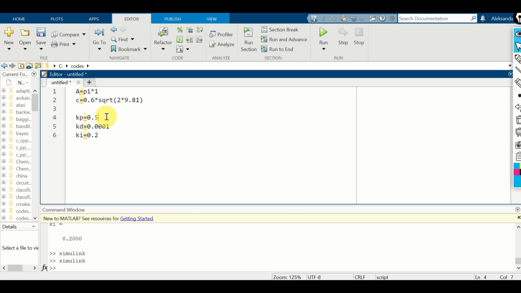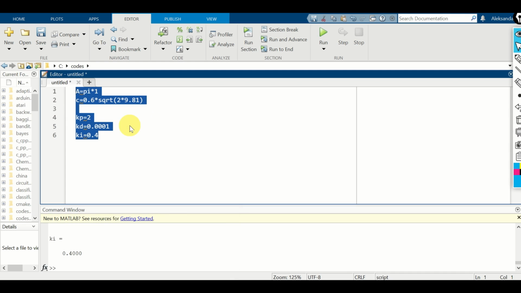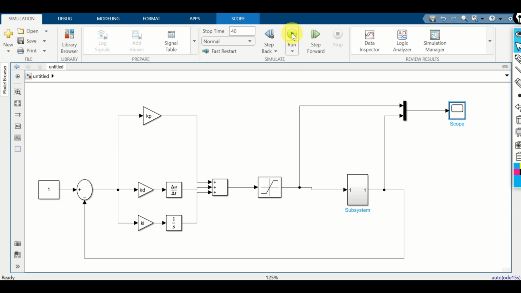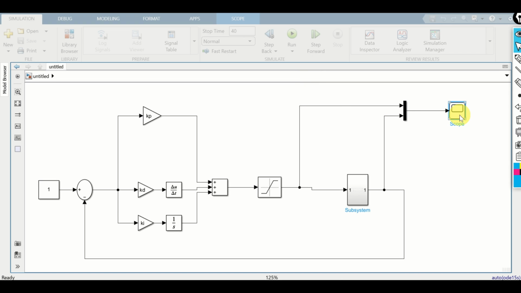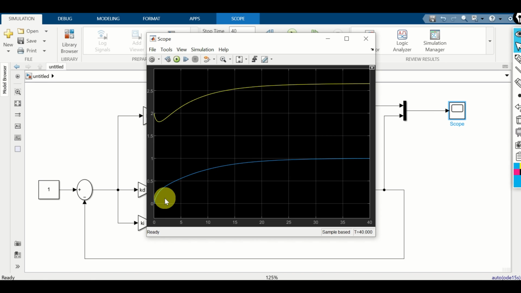Next, let's try to make this response of our system to be faster by increasing the control gains. First of all, to get a faster response, we can increase the proportional gain. For example, let's set the proportional gain to be equal to 2. And we can also increase the integral gain, for example 0.4. Let's evaluate this script such that all the parameters are inside of our MATLAB workspace, and let's go back to Simulink and let's simulate the model once more. Let's run the simulation once more. And let's observe the output. We can see that the output is faster right now. And you can play with the control parameters and you can try to tune this control algorithm.